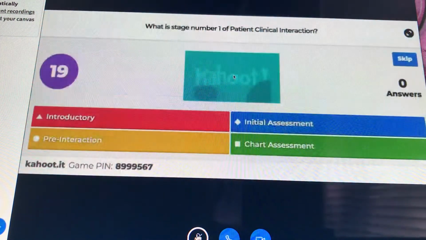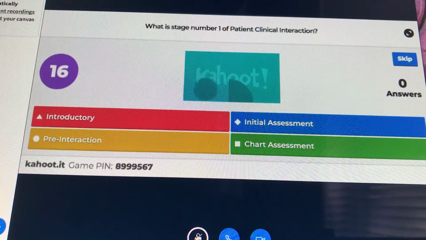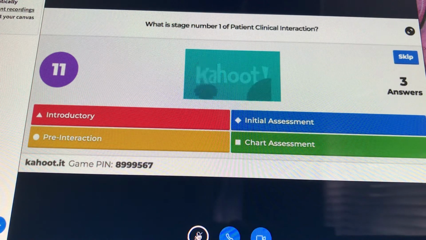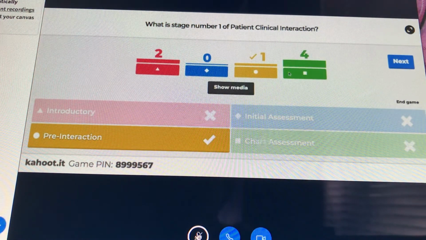What is stage number 1 of patient clinical interaction? That would be your pre-interaction stage. So remember to go back and study your stages of patient clinical interaction. We have to do our pre-interaction stage, which does include our chart assessment before we even go into the patient's room and introduce ourselves and start interacting with them.